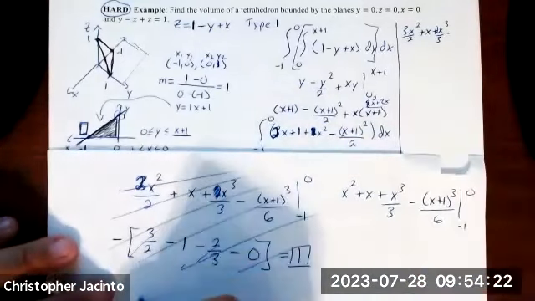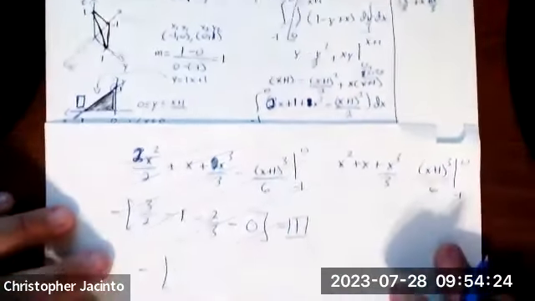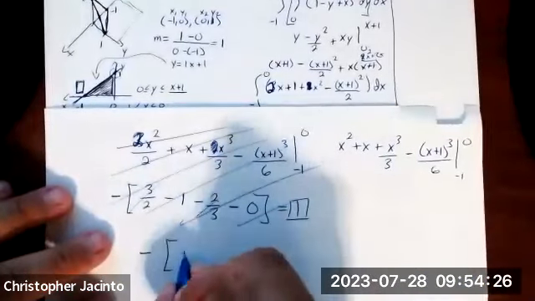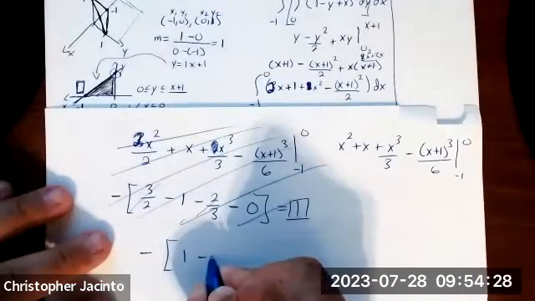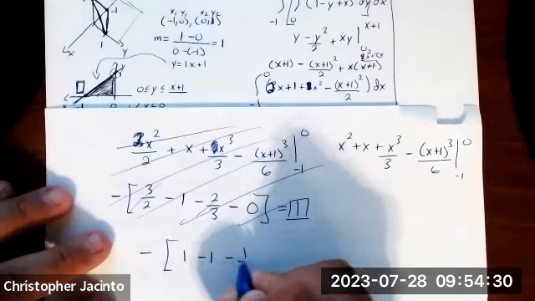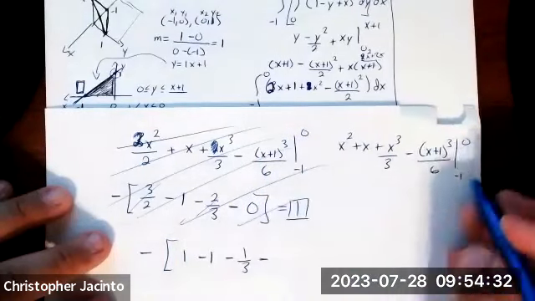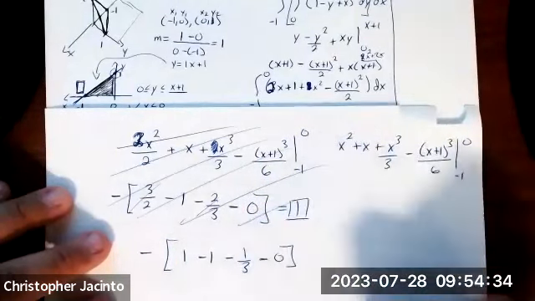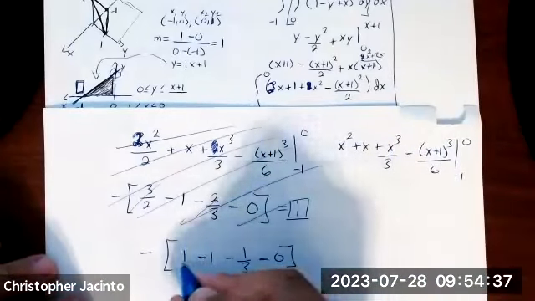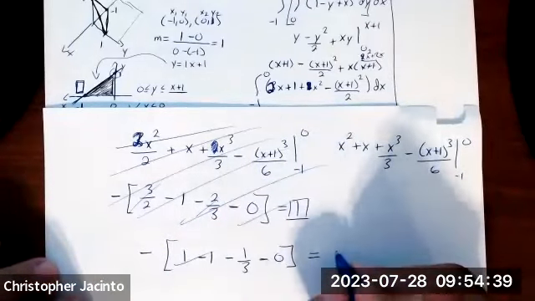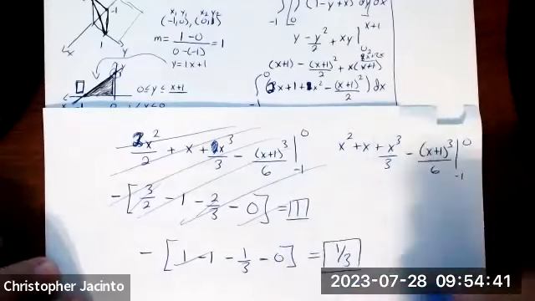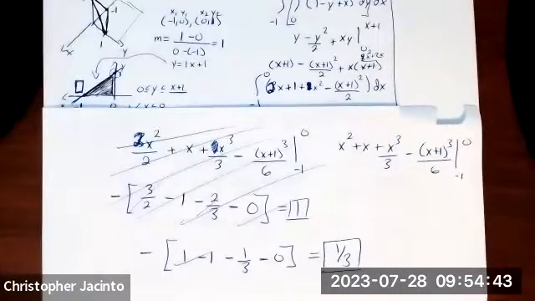So now let's see. What do we get? So we get 1 minus 1 minus 1/3 minus 0. There we go. Big difference. Now it's just positive 1/3. There you go. Thank you.